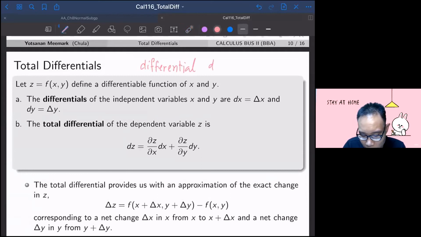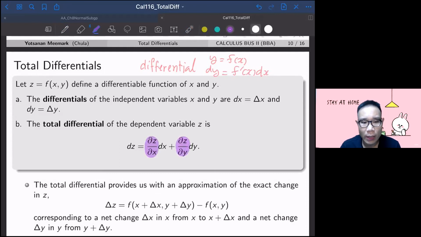the differential will be just y equal to f(x), and you have dy equal to f prime of x dx. So you have the derivative of the function. However, in the several-variable or two-variable case, you're going to have f_x and f_y, the partial derivative with respect to x and the partial derivative with respect to y accordingly.